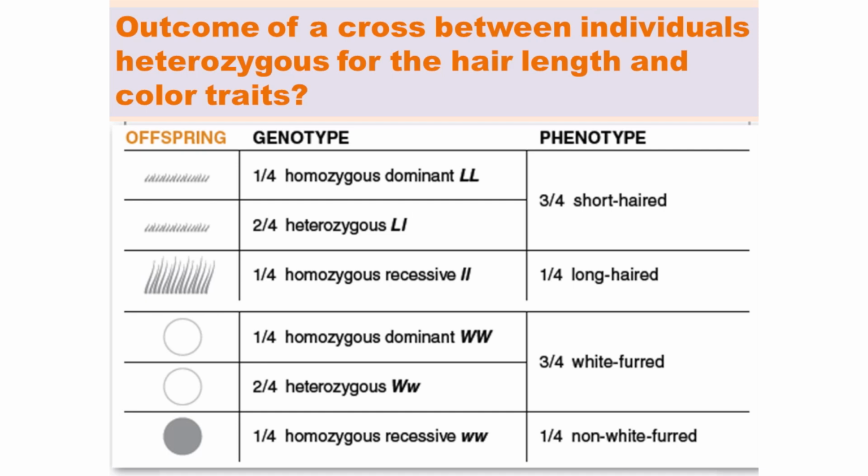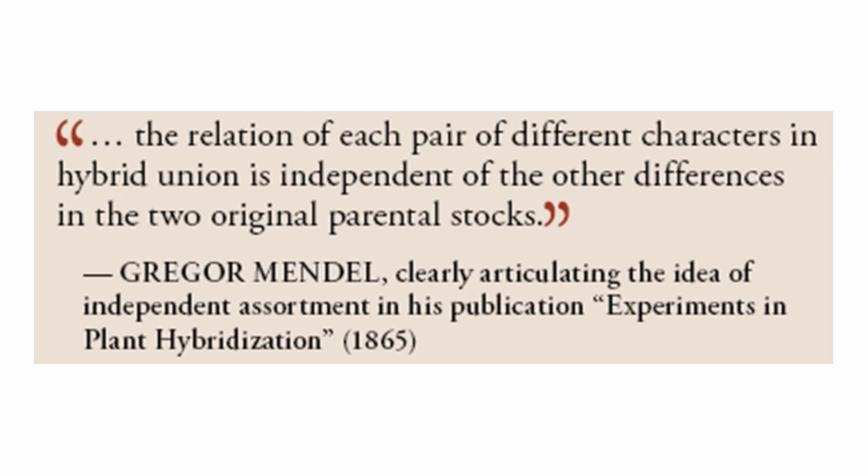1/4 shows long hair. If we look at white versus non-white, we're going to see that 3/4 were white-furred, but 1/4 of those were homozygous dominant, and half of them were heterozygous. And so the way Mendel described this when he looked at multiple characters simultaneously, he phrased it this way. He said, the relation of each pair of different characters in a hybrid union is independent of the other differences in the two original parental stocks.